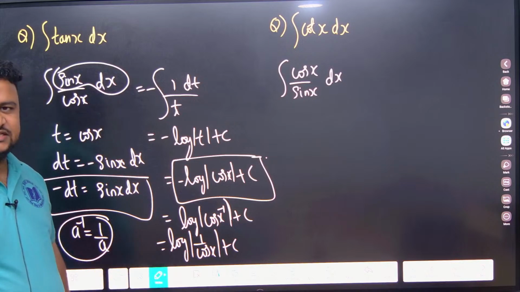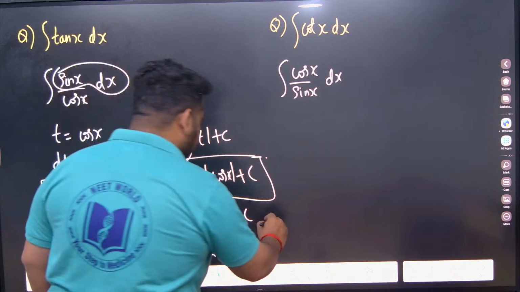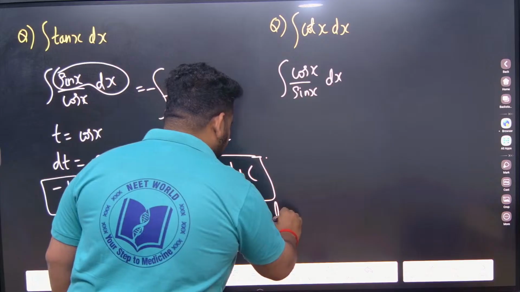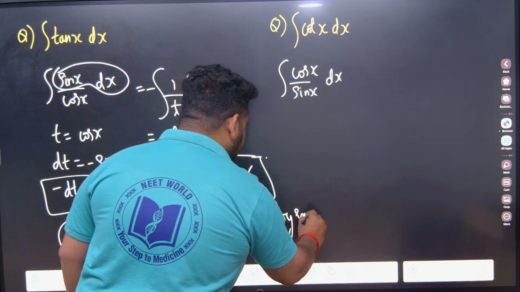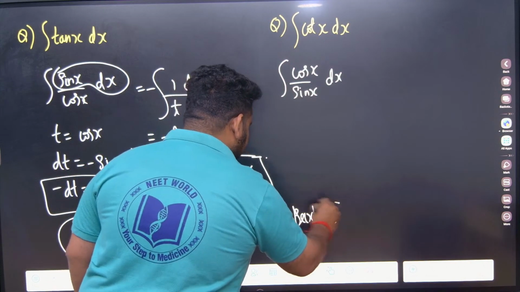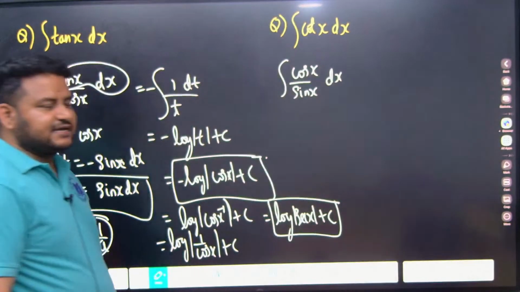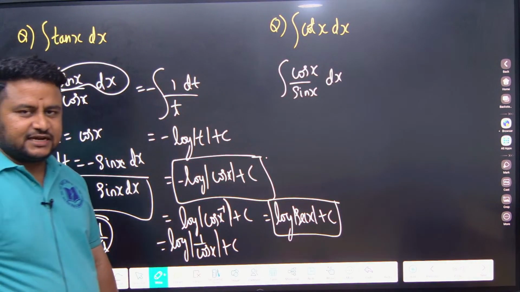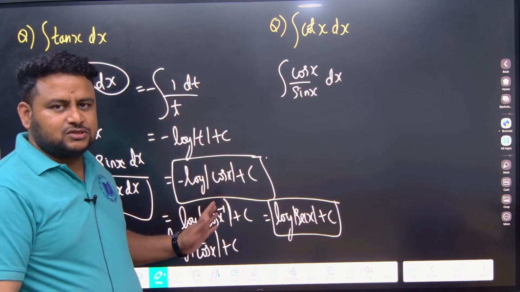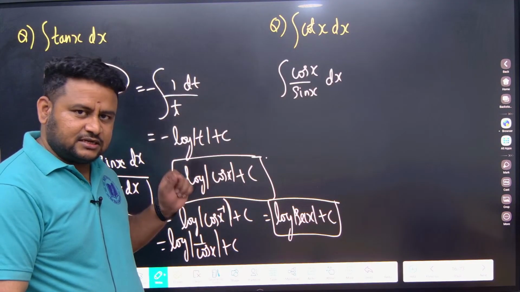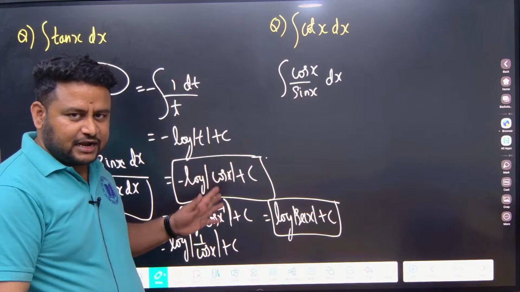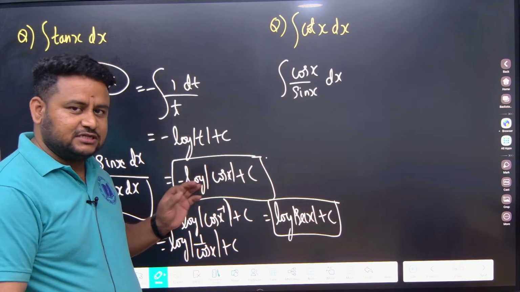1 by cos x is nothing but secant x. So I can write one more formula for this: log mod secant x plus c. So if they ask integral of tan x, if you write minus log cos x plus c, that is completely okay. And if you write log secant x plus c, that is also perfectly okay.